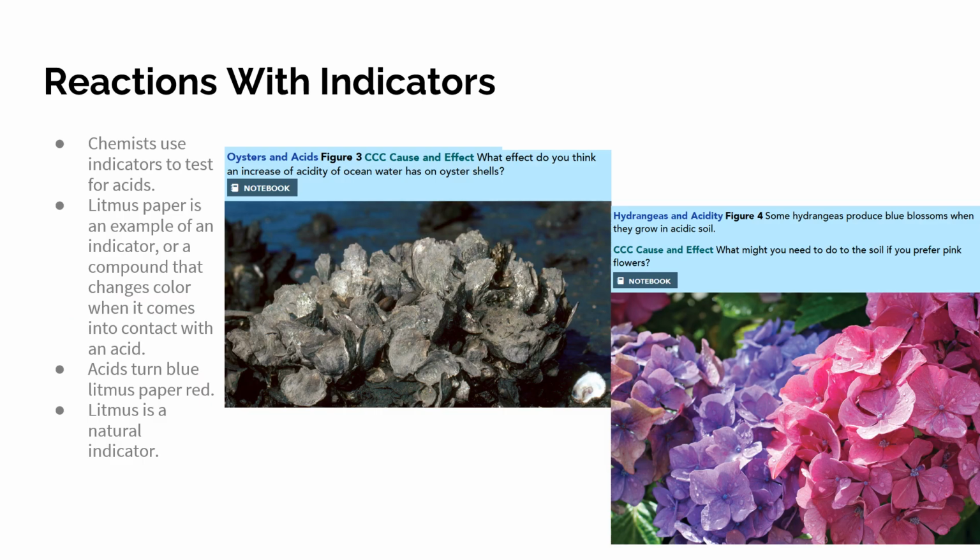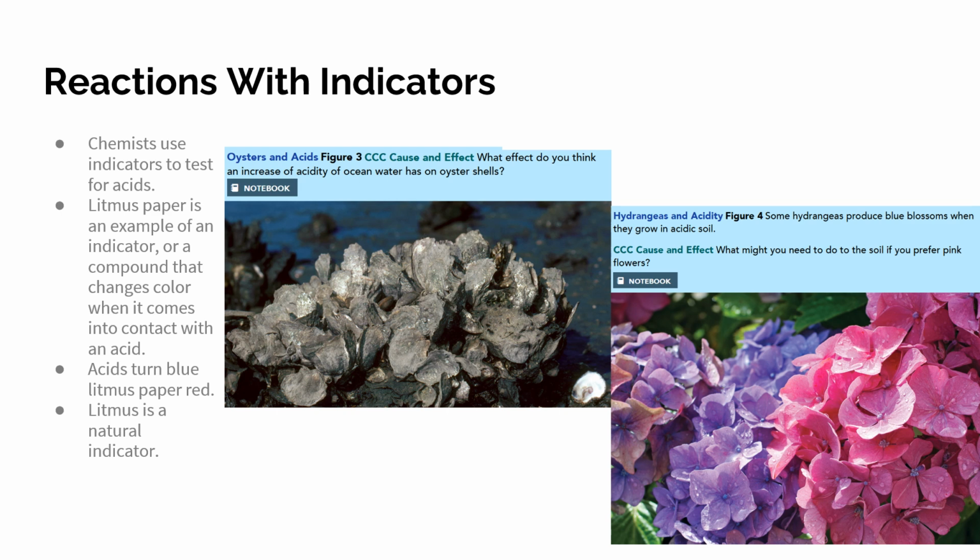Reactions with indicators. Chemists use indicators to test for acids. Litmus paper is an example of an indicator, or a compound that changes color when it comes into contact with an acid. Acids turn blue litmus paper red. Litmus is a natural indicator.